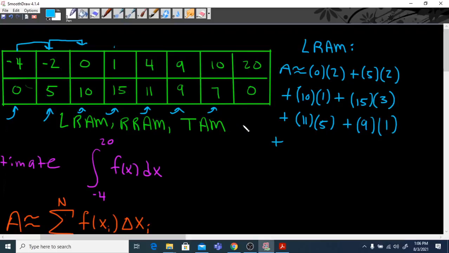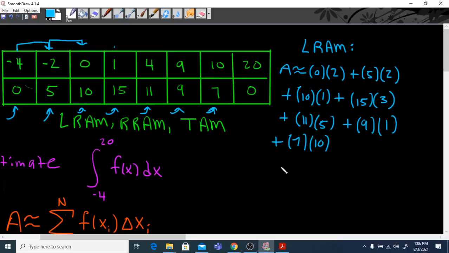Plus, and here's the last one for the left rectangle. Like I was saying, the left rectangle ends here, and the right rectangle starts here and ends here. Once again, left rectangle starts here, ends here; right rectangle starts here, ends here. Anyway, the y value is 7, and to calculate the width, 10 to 20, that's 10.